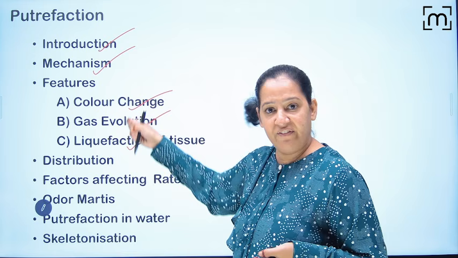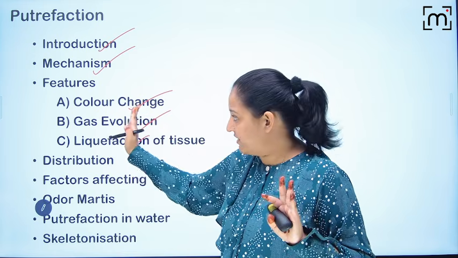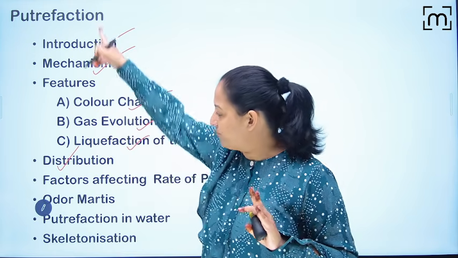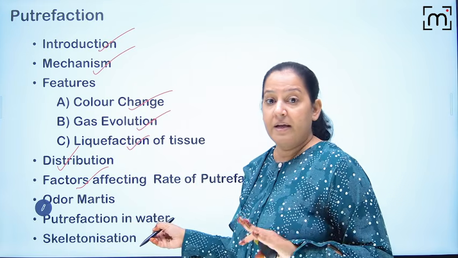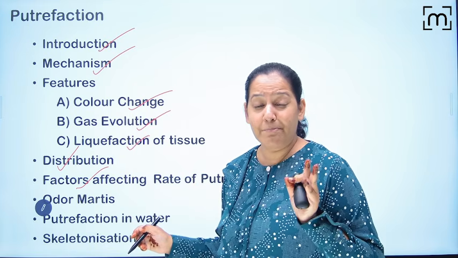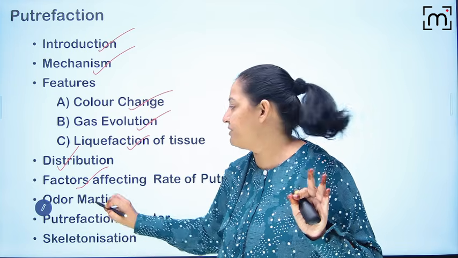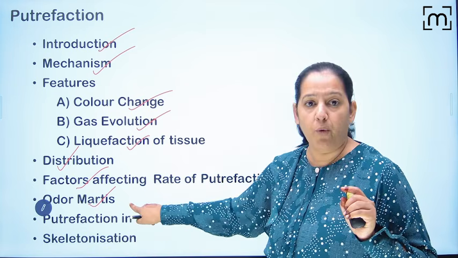So these are the three main features which I will give you in detail. Then after these features, I will give you the distribution of putrefaction. Then factors affecting putrefaction, rate of putrefaction. Then from the putrefied body, there is a peculiar smell which comes, which is known as odor mortis. You should know this term.